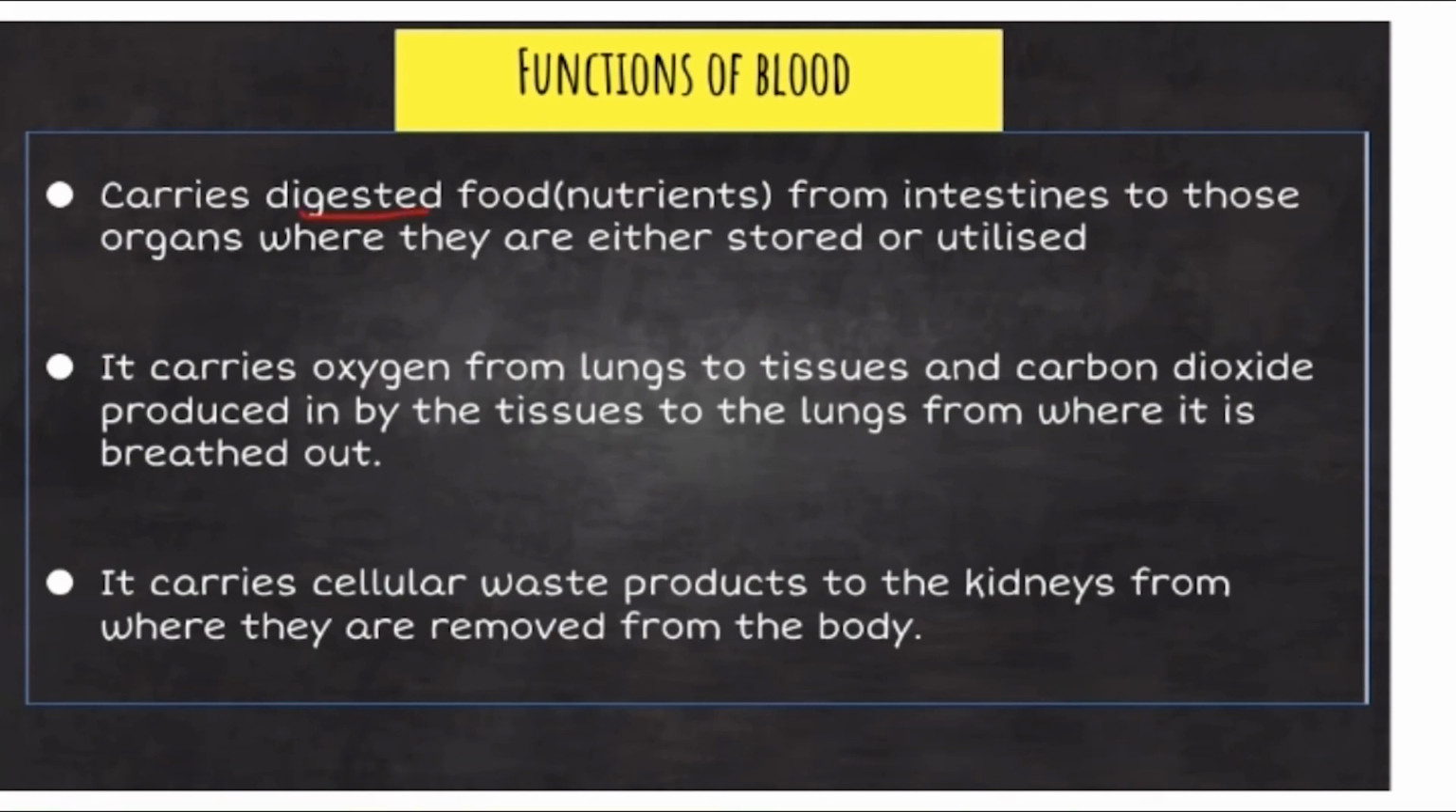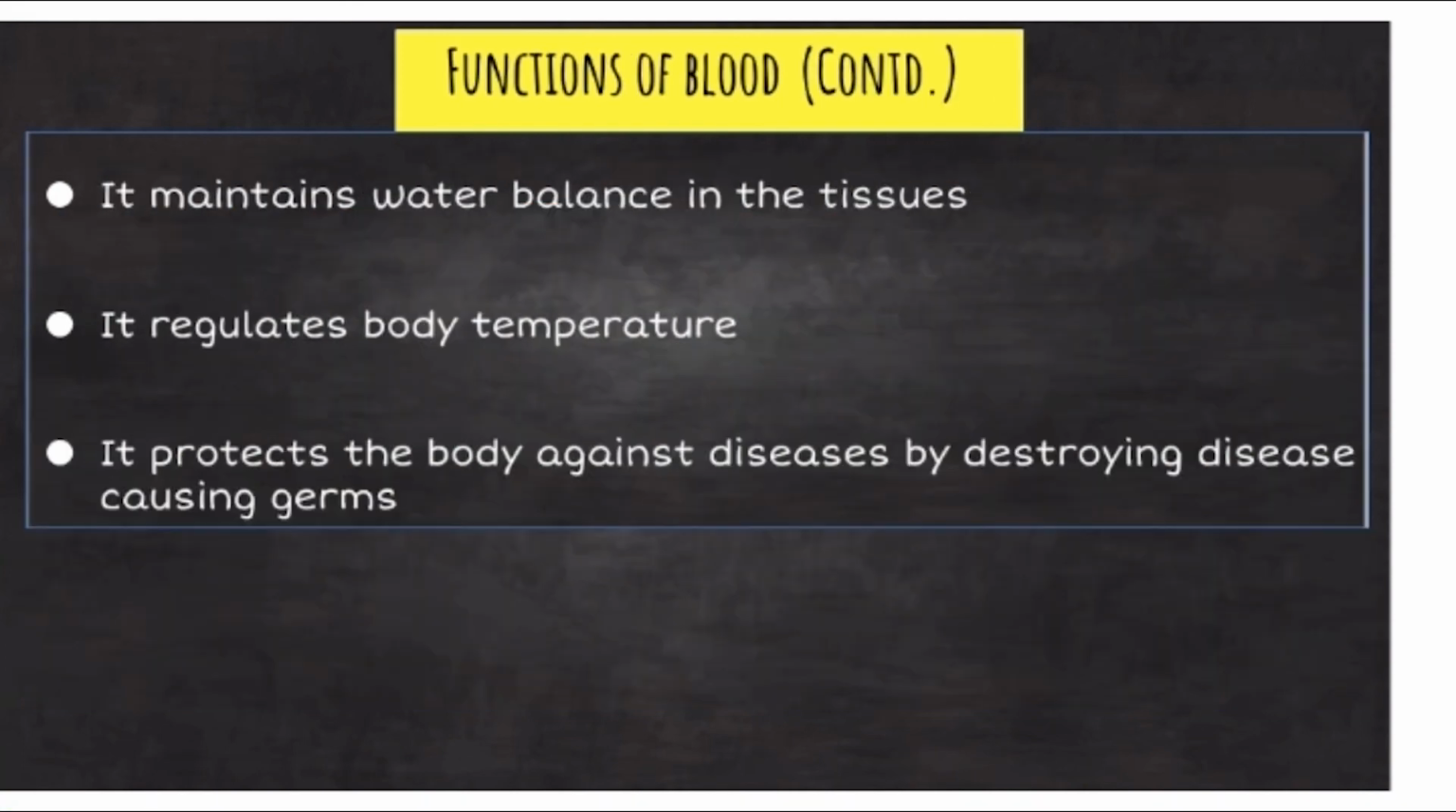Blood helps in carrying digested food, that is the nutrients, from the intestines to those organs where they are either stored or utilized. It also helps in carrying oxygen from the lungs to the tissues and carbon dioxide produced by the tissues to the lungs, from where the carbon dioxide is breathed out. It also helps in carrying cellular waste products to the kidneys, from where they are removed from the body. The blood also maintains water balance in the tissues, and it regulates body temperature. The blood also protects the body against diseases by destroying the disease causing germs by the help of WBCs present.